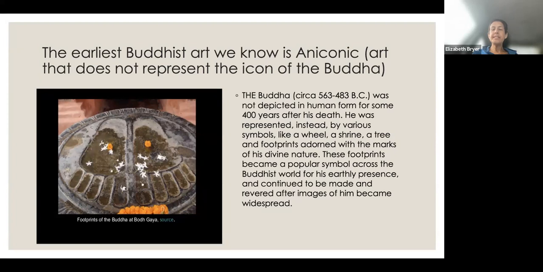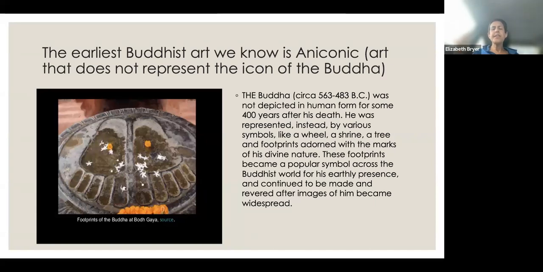He was represented instead by various symbols like a wheel, a shrine, a tree, and footprints adorned with the marks of his divine nature. These footprints became a popular symbol across the Buddhist world for his earthly presence and continued to be made and revered after images of him became widespread.